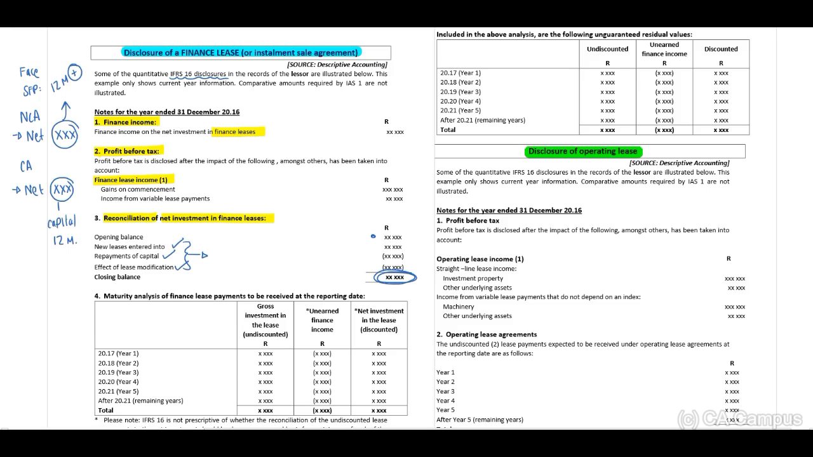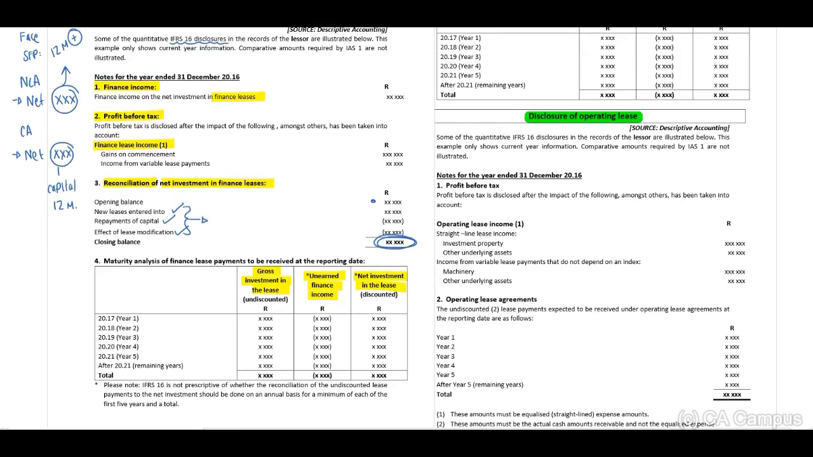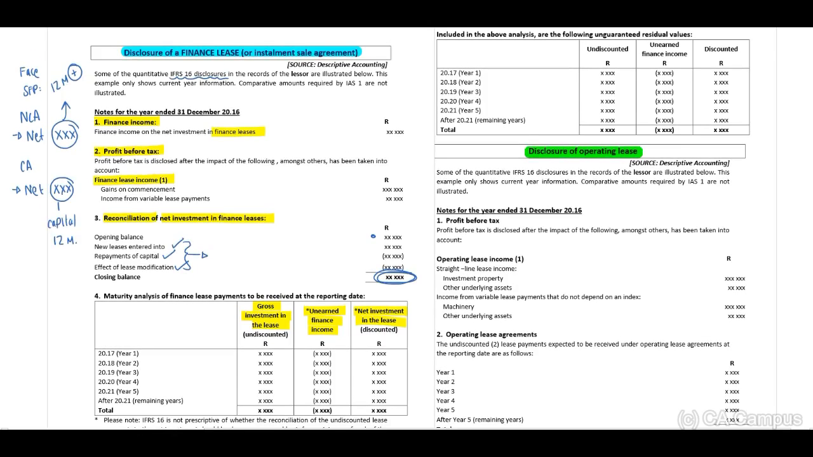Maturity analysis of a finance lease. You need to include the gross investment in the lease, the undiscounted amount, your unearned finance income, and your net investment in the lease. Now guys, on your right-hand side, you will identify that there is another analysis, and your unguaranteed residual values shall be disclosed.